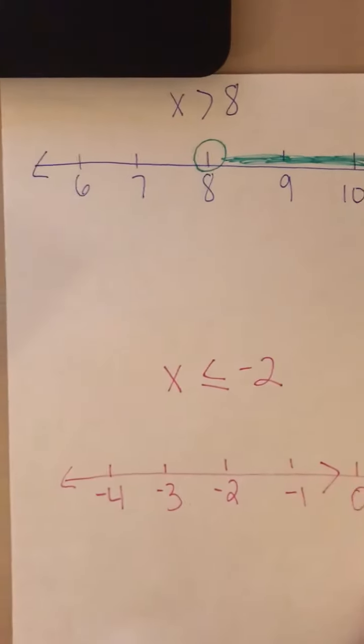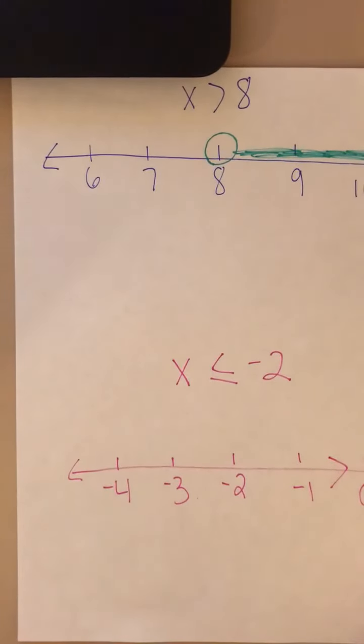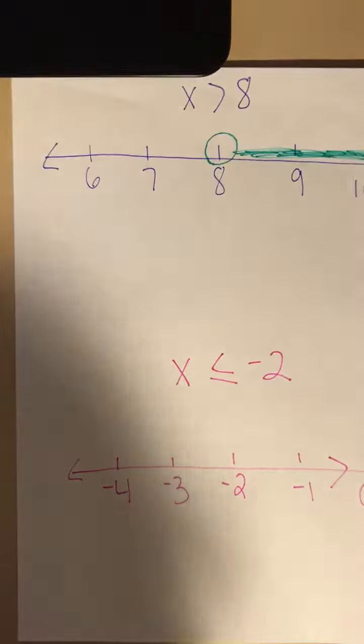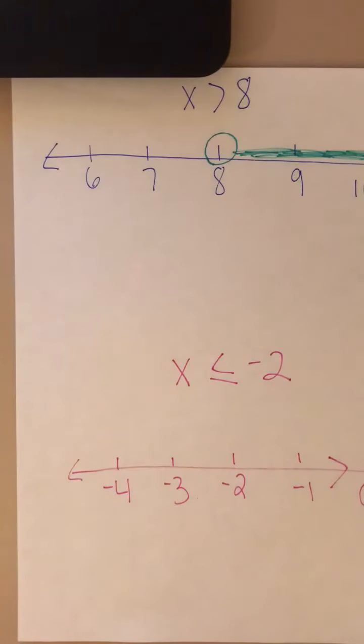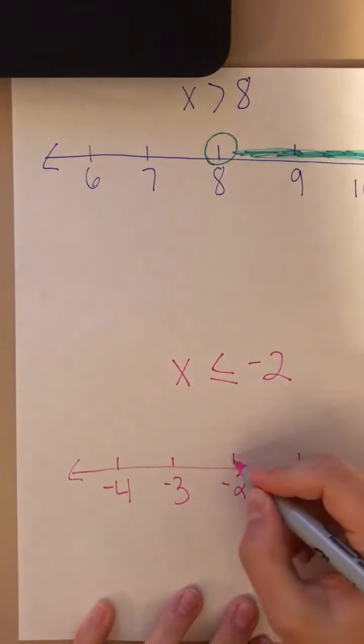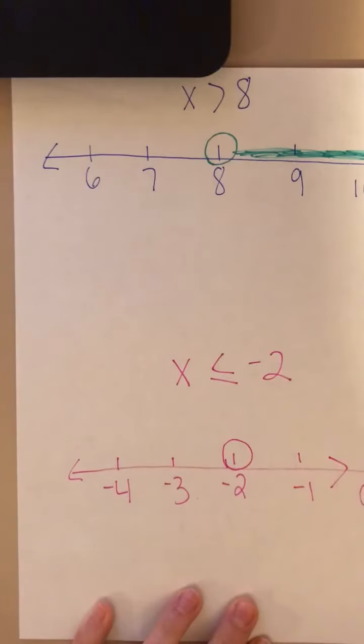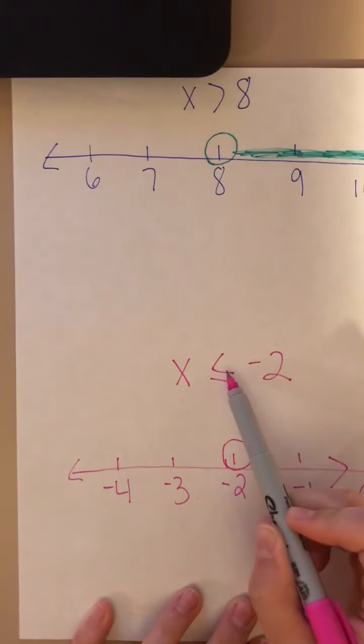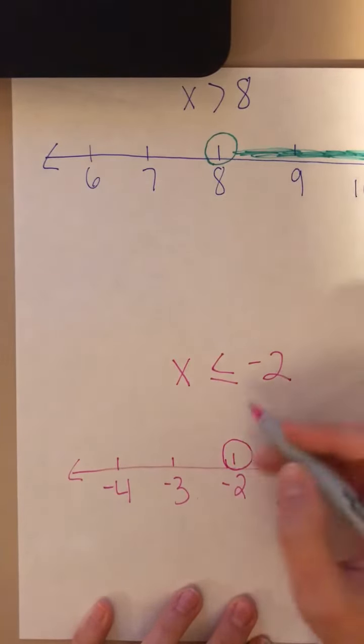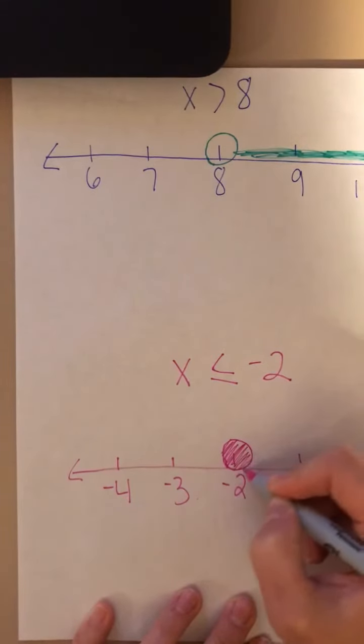X is less than or equal to -2. So now I see that my number that I'm working with is -2. So I'm going to put a circle around -2. And I see that it says less than or equal to. It has the line underneath, so I'm going to shade this in.